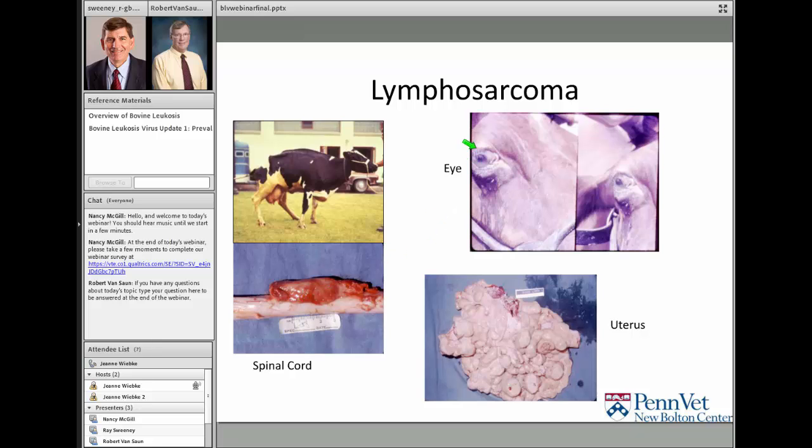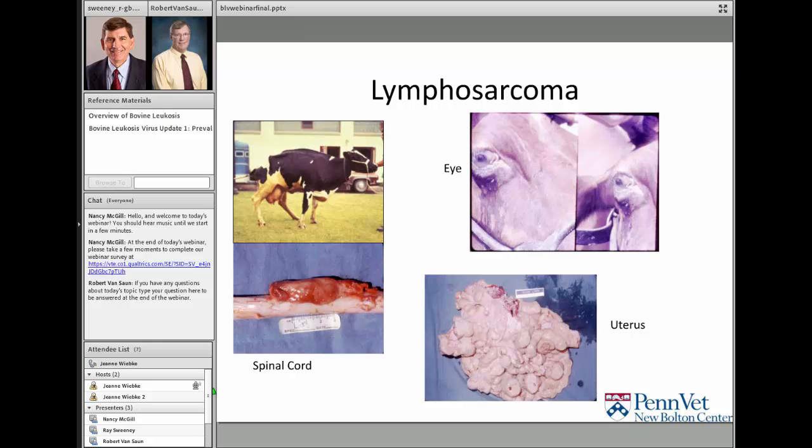We can see tumors that are in the eye socket behind the eye, and they push the eye out, so the eyes will bulge. And we can see tumors in the uterus, which will result in infertility and can be detected on a rectal examination. So these are some of the common sites that we'll see tumors in cows that have developed cancer.